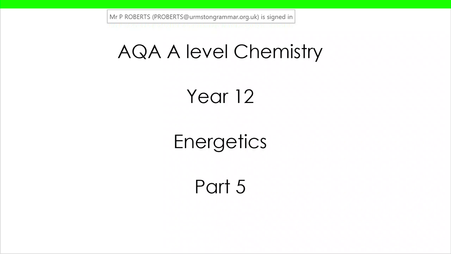This is part 5 of the AQA A-level chemistry topic, energetics. In the previous video, we looked at the principles that underpin Hess cycles, and now we're going to start looking at some of the calculations that you may face. In particular, in this video, we're going to focus on calculations where you've been provided with enthalpy of formation data. In a later video, we'll look at enthalpy of combustion data being provided.